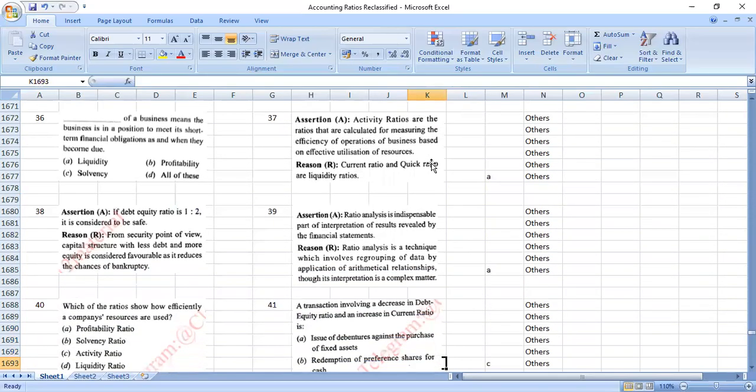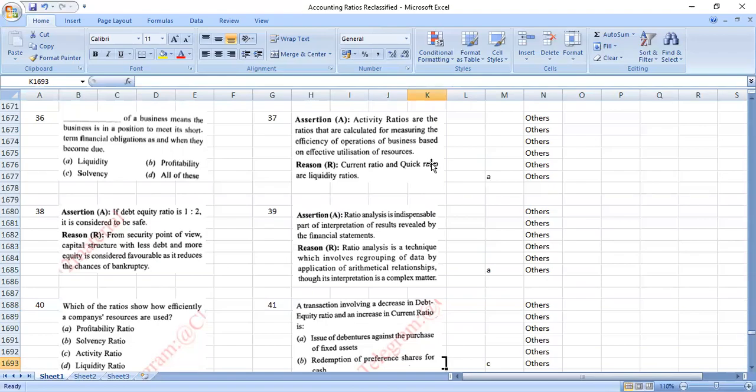Quick ratio. Liquidity of a business means a business is in a position to meet its short-term financial obligations. Liquidity only talks about short-term financial obligations. Activity ratios are ratios calculated for measuring the efficiency of the operations of a business based on effective utilization of resources. True. Current ratio and quick ratio are liquidity ratios. Both A and R are true, but A is not the correct explanation of R.